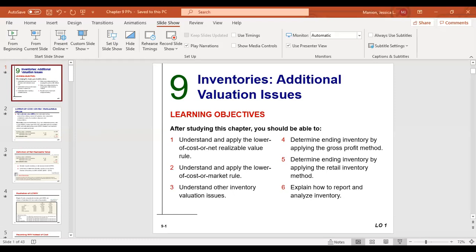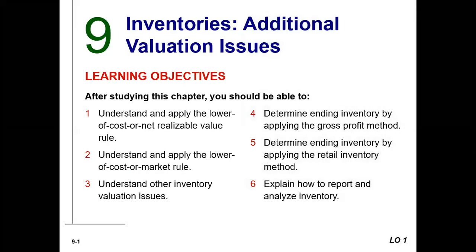So what we're looking at in Chapter 9: understanding lower of cost or net realizable value, LCNRV; applying and understanding lower of cost or market, LCM; understanding some of the other inventory valuation issues; determining ending inventory by using the gross profit method and the retail inventory method; and then some of the ways that we can analyze inventory with the inventory turnover, for example, days sales in inventory ratios, and how different things like that are reported for inventory. So that's what we're looking at.